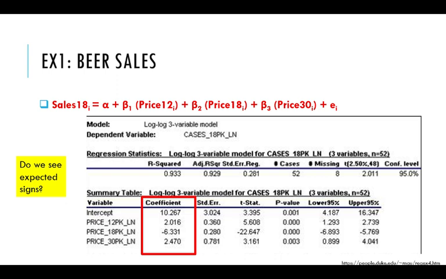So let's take a look. Do we have the expected signs? Well, we said that the coefficient on the price of 18 packs should be negative, right? Price goes up, we sell less.